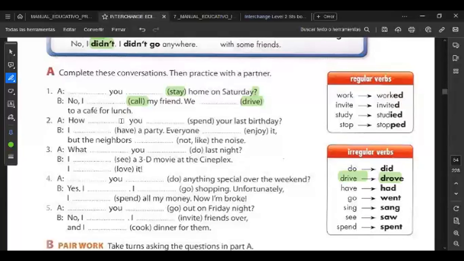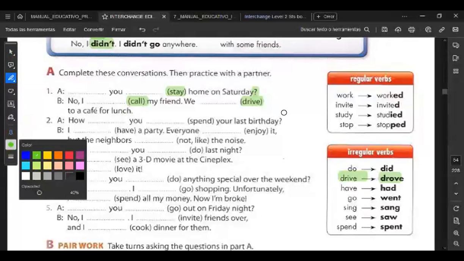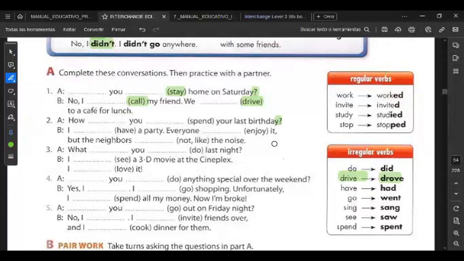Now the number two, how you spent your last birthday? It's a question. Como es pregunta, ¿qué vamos a hacer? Okay, no, era aquí. So in the number two, if you have a question here, the auxiliary is did, right? Entonces aquí como queda, how did you spend, ¿verdad? Y spend, lo vamos a poner en pasado o en presente? Por el auxiliar did, no vamos a usar este, sino que vamos a usar este por el did. How did you spend your last birthday? How did you spend your last birthday?